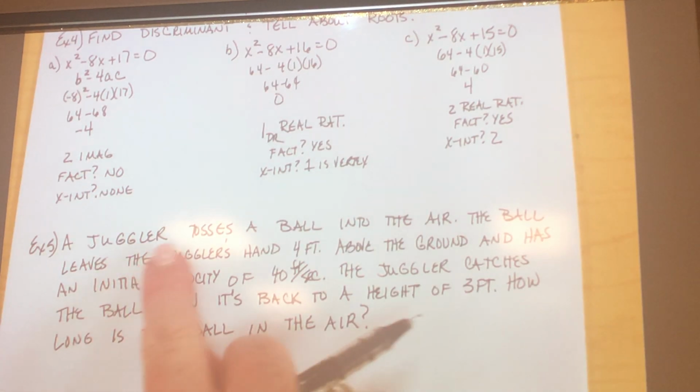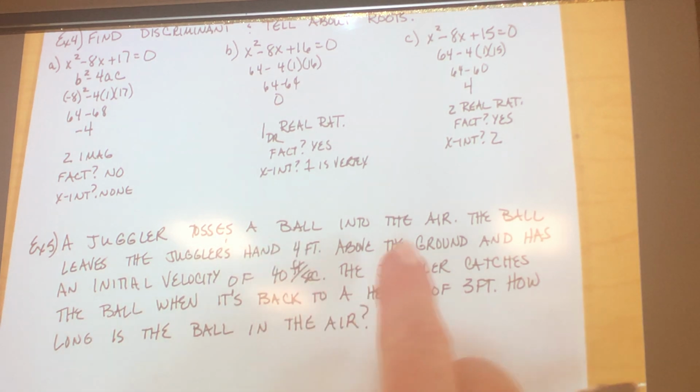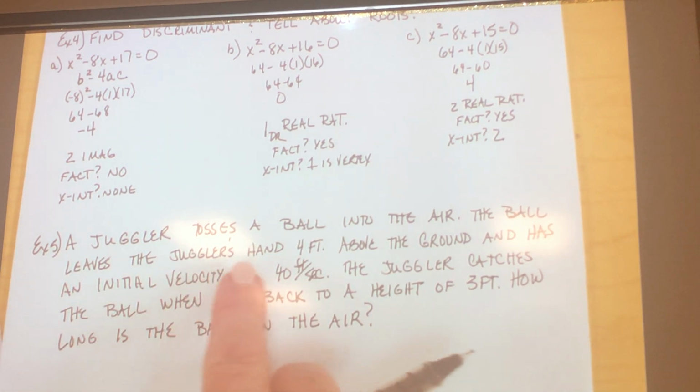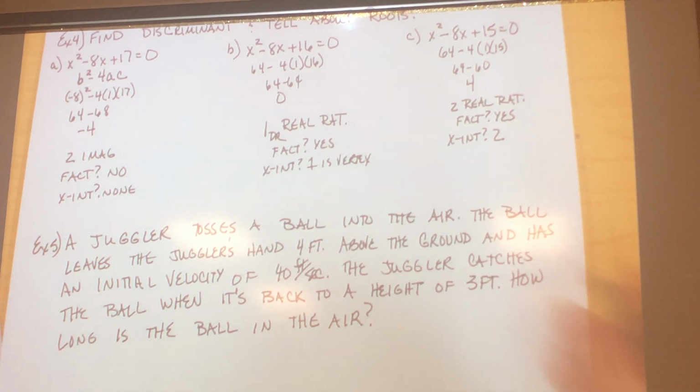Okay, so a juggler tosses a ball into the air, and the ball leaves the juggler's hand 4 feet above the ground and has an initial velocity of 40 feet per second. The juggler catches the ball when it's back to a height of 3 feet. How long is the ball in the air? Tell me what I'm asking to know. The time. You're asking how long the ball is in the air.